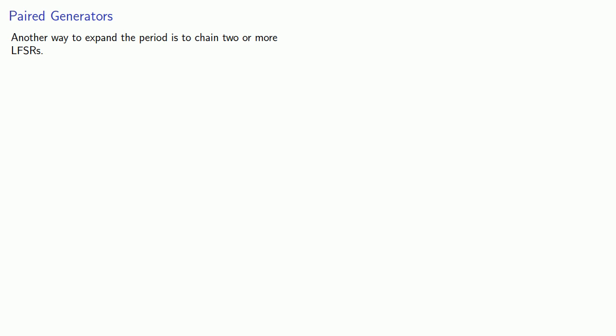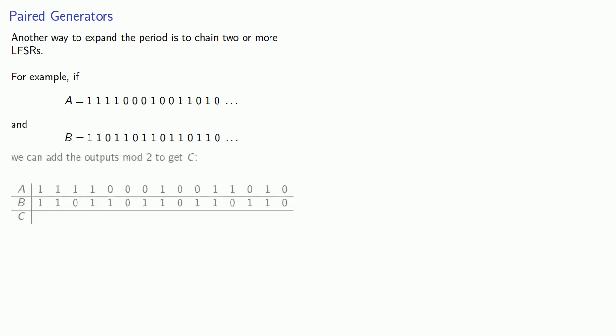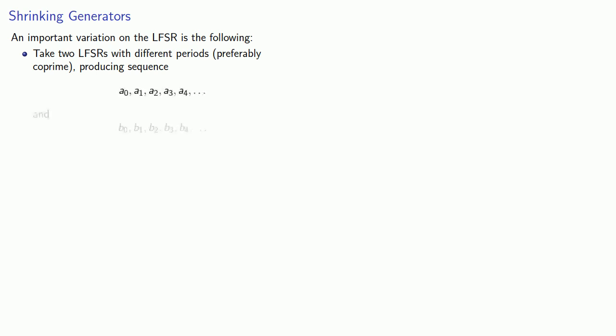Another way to expand the period is to chain two or more LFSRs. For example, if A produces this output and B produces this output, we can add the outputs mod 2 to get a new sequence. And as before, the period of the new sequence is the least common multiple of the periods of the two sequences we're combining. One particularly important variation on the LFSR is the following. We'll take two LFSRs with different periods, preferably coprime, which will produce two sequences.